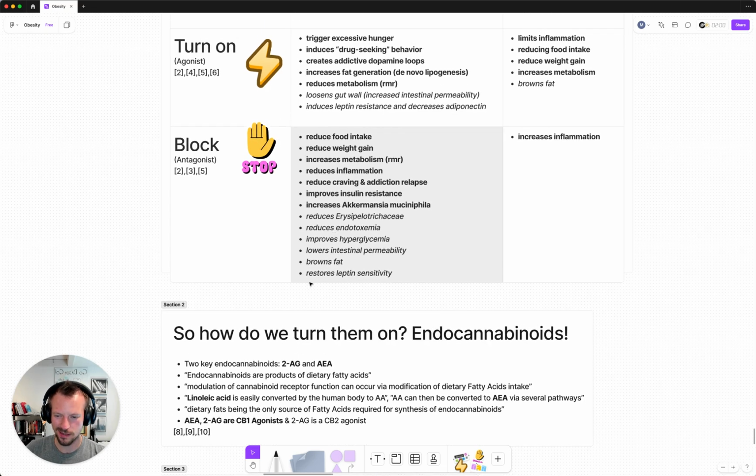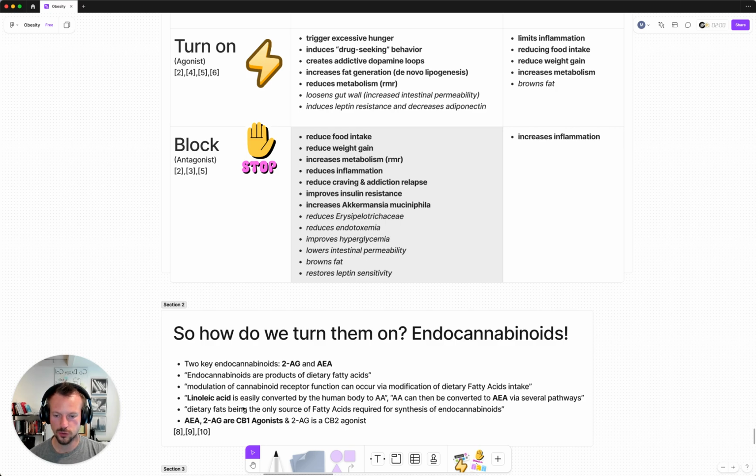You can turn them on primarily through two key endocannabinoids, 2AG and AEA. Endocannabinoids are products of dietary fatty acids in this case. Modulation of cannabinoid receptor function can occur via modification of dietary fatty acids. So the composition of the fat that you eat will change the receptor function and the actual endocannabinoids that are produced. Fundamentally, linoleic acid is easily converted in the body into arachidonic acid, and arachidonic acid is then converted into AEA via several pathways. That is absolutely the majority piece, where the primary endocannabinoid produced is AEA, and the primary place it's produced from is linoleic acid, and that happens in your digestion, in your gut.